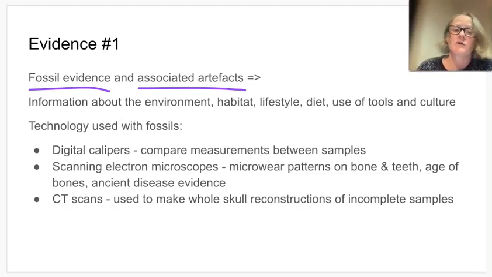Are there marks on the bones that might indicate how they might have been cut up, or have they lived with a disease? Are there previous wounds that have healed over time? So there are all sorts of things you can tell from bones. So when they are looking at fossils, they use technology to measure. So then they can compare different samples from different parts of the world.